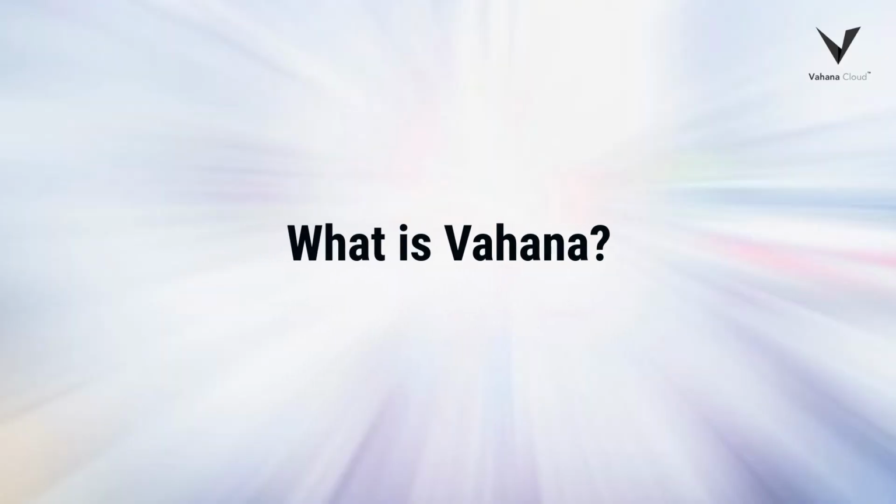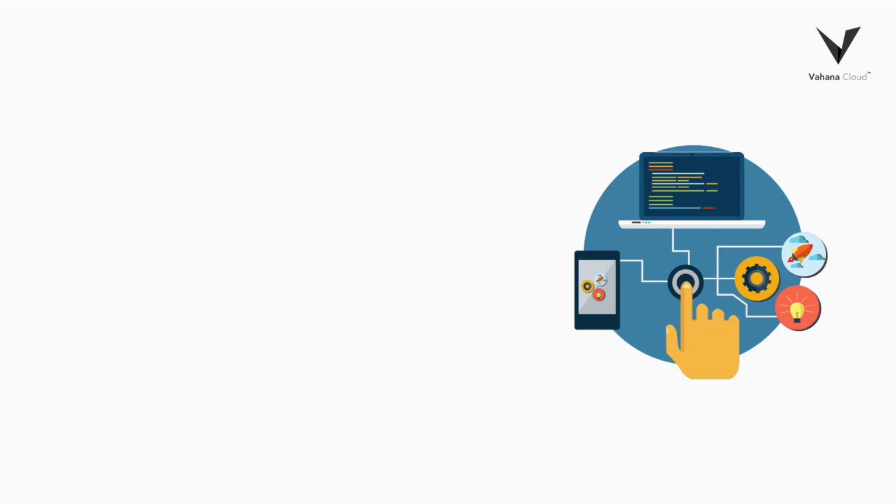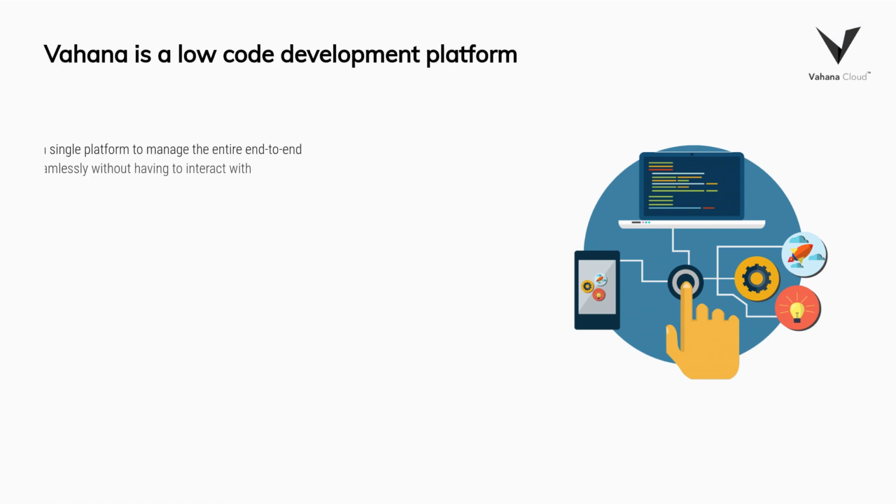What is Vahana? Vahana is a low-code development platform. It offers a single platform to manage the entire end-to-end application lifecycle seamlessly without having to interact with multiple systems and application interfaces.